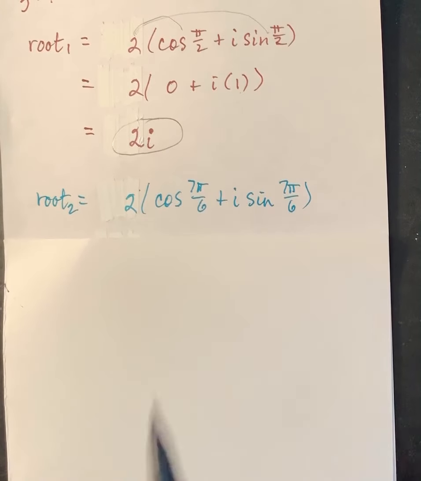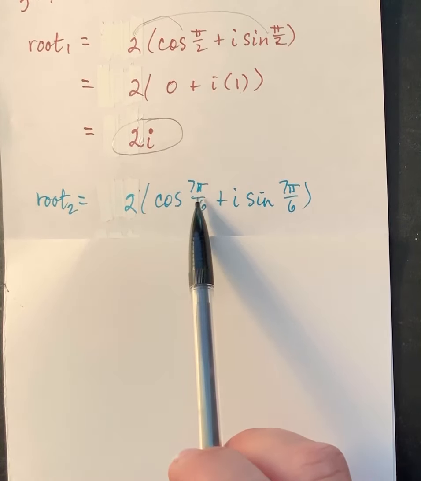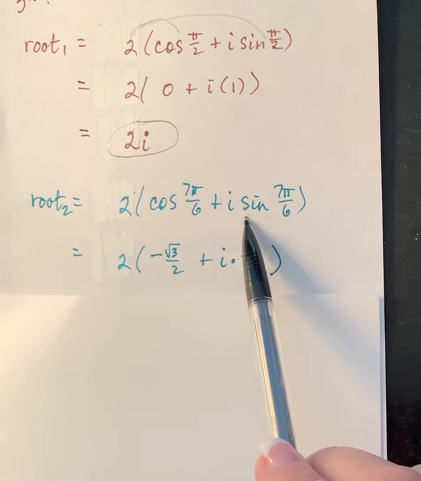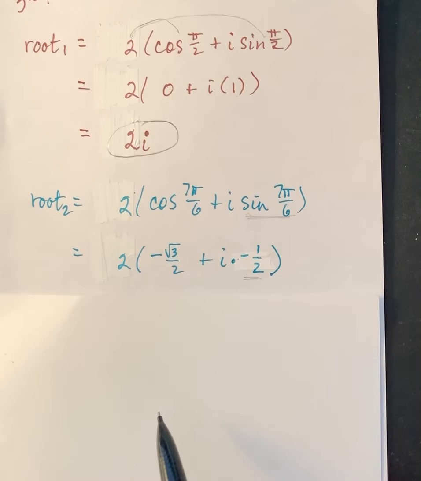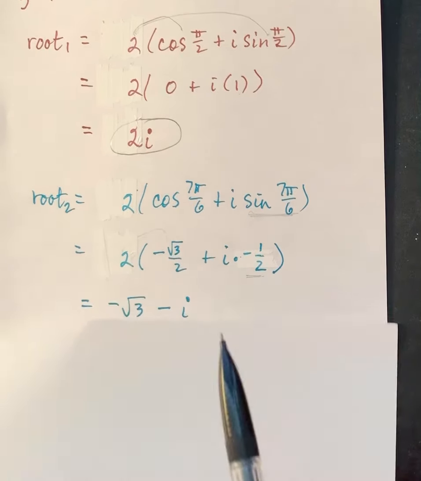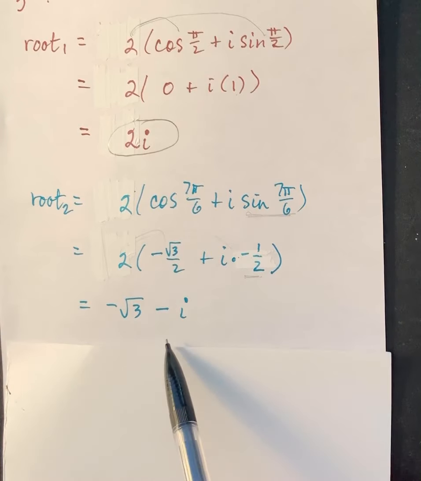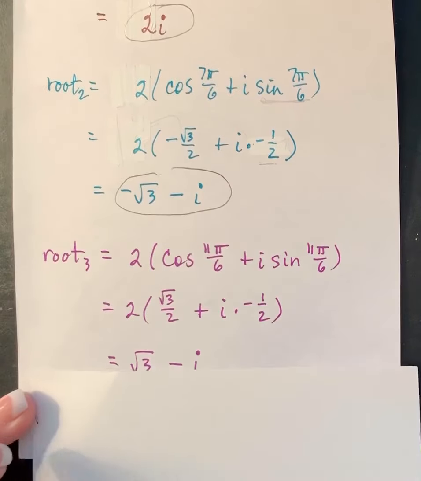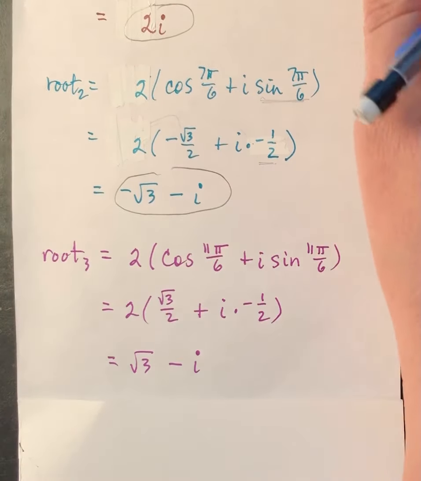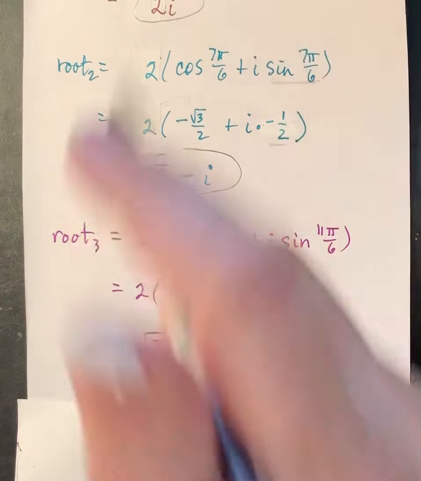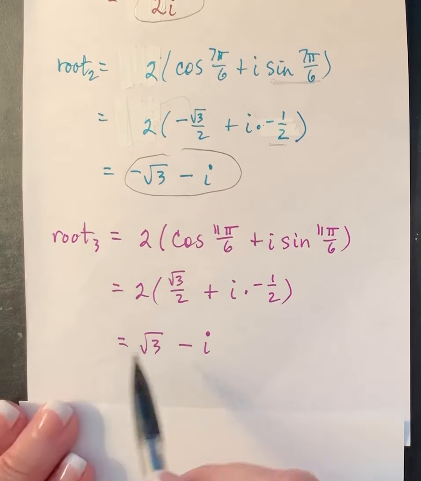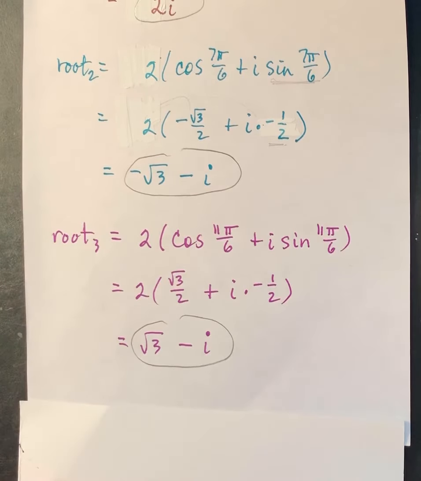And the next one, you'll have to do the cosine of 7 pi over 6, which is negative root 3 over 2. And the sine of 7 pi over 6, which is negative 1/2. And then when you multiply those by 2, you'll end up with negative root 3 minus i. So that's the second root. And then the third root, very similar. It's just when you do the cosine of 11 pi over 6, it works out to be positive root 3 over 2. So you end up with the third root as being the square root of 3 minus i.